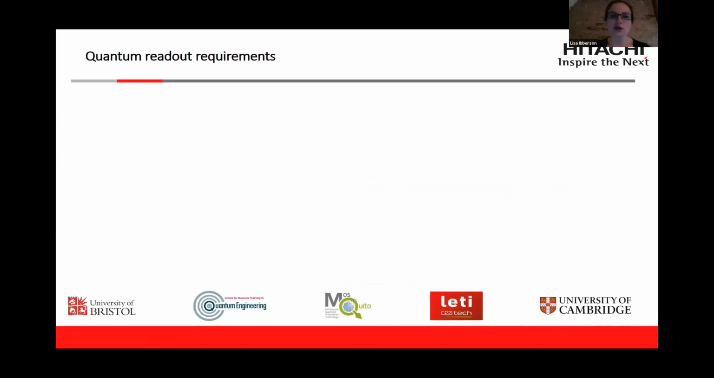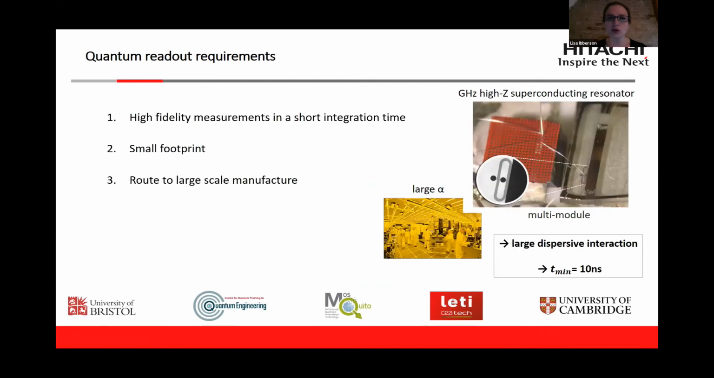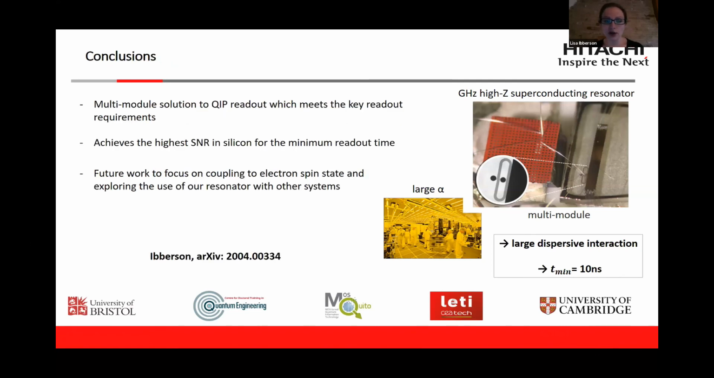And by way of conclusion, I'd just like to return to our requirements for quantum state readout. This need for a high fidelity measurement in a short integration time with a small footprint and a viable route to manufacture. I've presented one option for achieving this, our multi-module superconducting hybrid system, which we've used to measure CMOS devices with a large alpha. And I've described how, using this system, we've managed to achieve the highest signal to noise ratio in silicon for the minimum readout time.